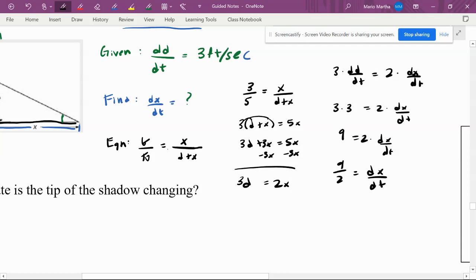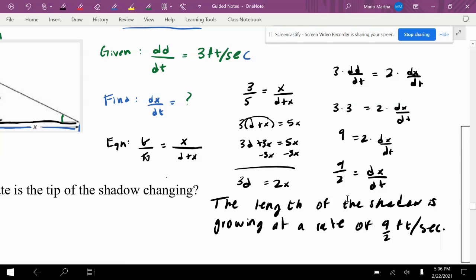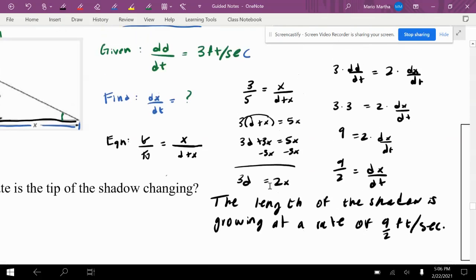So we can say that the length of the shadow is growing at a rate of 9 over 2 feet per second. All right. Make sure you always include the unit for this. So let's look at part B now.